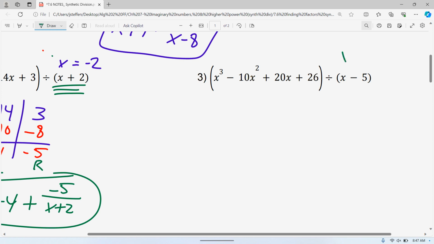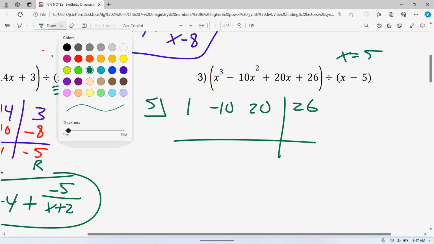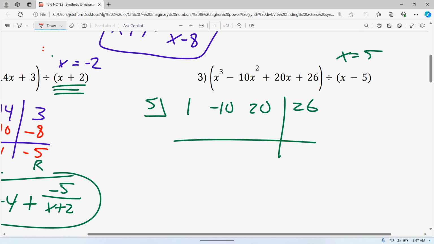We have x is equal to +5, so that's what goes in the box. -10, 20, 36. Drop the 1 straight down. 5 times 1 is 5. Add those together. 5 times -5 is -25.